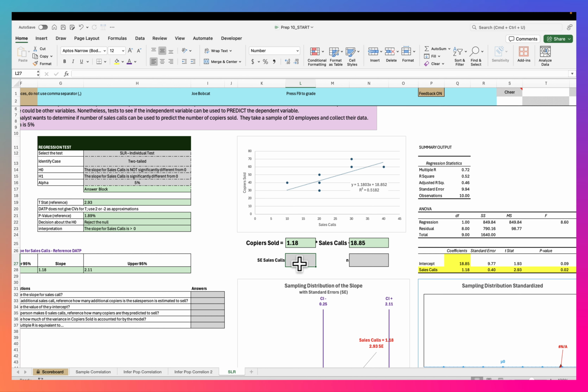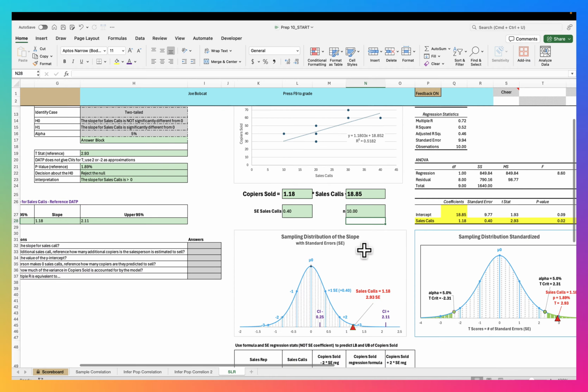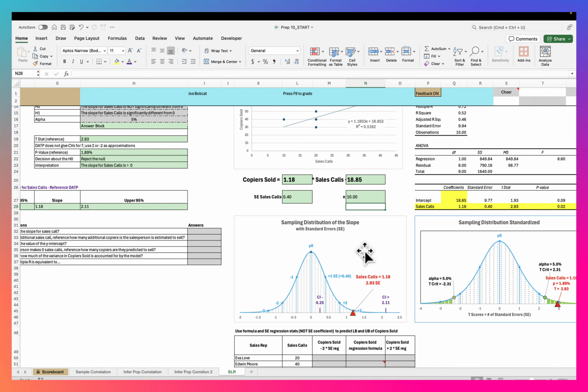All right, the standard error for sales calls is right there. It's right next to that coefficient, so it's 0.4. So I'll just put equals. And you have to reference all these numbers. You can't type them or you'll miss all the decimal places. Even though they're hidden, they are there. And then the count is the number of observations, which is actually also here. We don't even have to count them. 10 observations. And now we get our graphs.